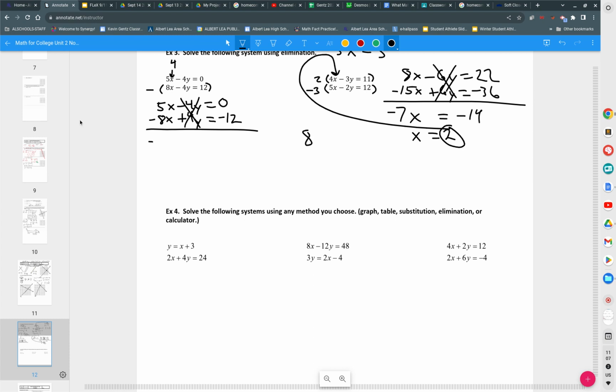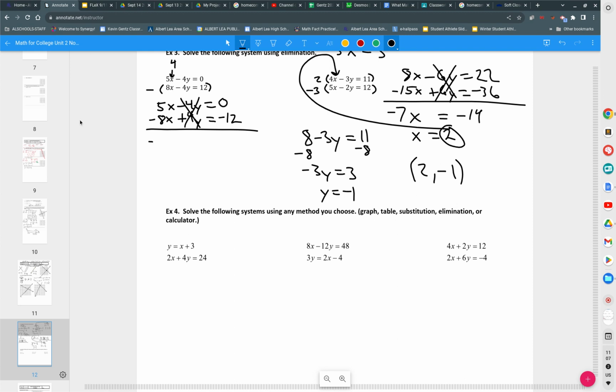I get 8 minus 3y is equal to 11. If I subtract my 8, I have negative 3y is equal to 3. So therefore y is equal to negative 1. So the coordinate (2, -1) is my solution.